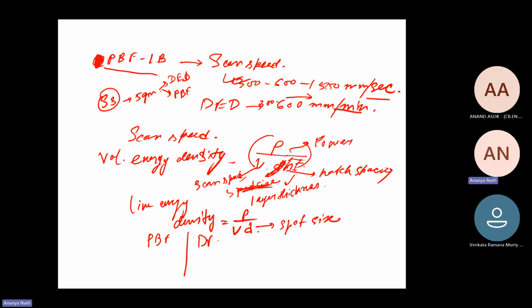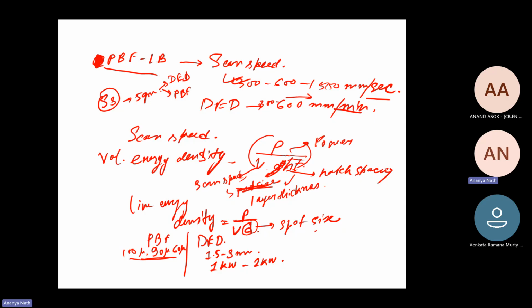Now if I draw a comparison chart, then in case of PBF, the spot diameter is often 90 micron or 100 micron or even 60 micron. In case of DED, it's 1.5 to 3 millimeter. So this term has a drastic difference in both cases. Now in case of DED, the power we use is often 1 kilowatt or 2 kilowatt. As the spot diameter is very, very small in PBF, I don't have to have a very high power to get the high energy density.